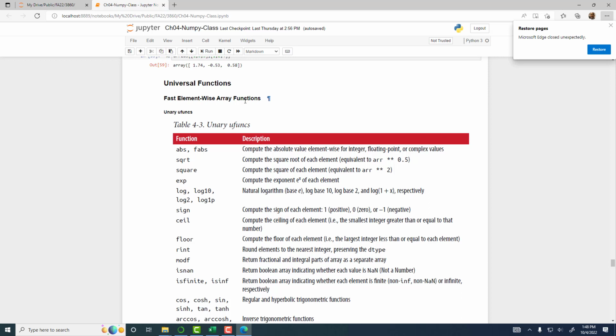So that's floor. And then RINT or INT would be the regular rounding rule of 0.5. So round elements to the nearest integer. So that's your 0.5 threshold. And then you have modf. Okay, so you'll get two arrays, the fractional part and the integral part of each number by the modulus that you specify.